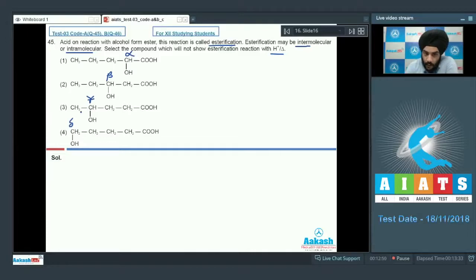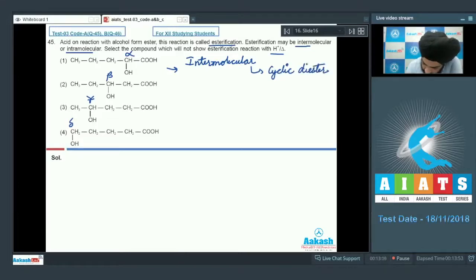Okay. So we know that on esterification, the alpha hydroxy acid undergoes intermolecular esterification to form a cyclic diester. We know that beta hydroxy acid on reaction with H plus heat is going to form an alpha beta unsaturated acid. So we are going to have CH3, CH2, CH double bond CH and COOH. It is not going to form an ester in this case.